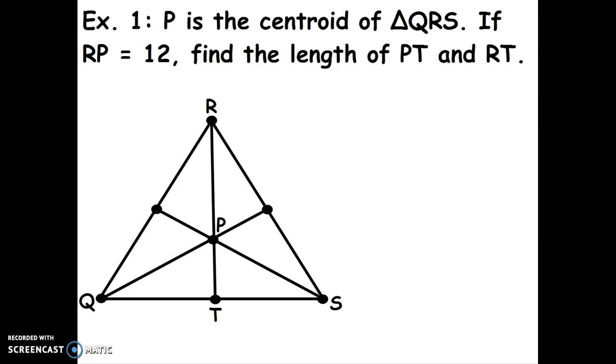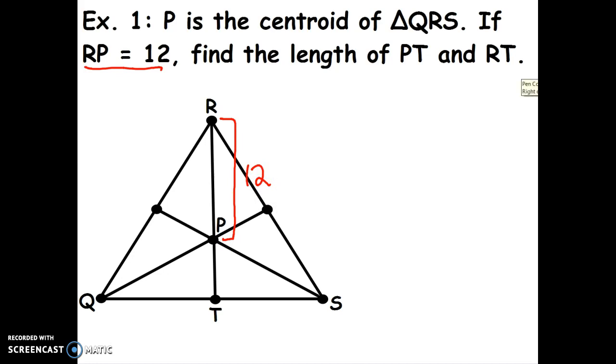Example 1. P is the centroid of triangle QRS. If RP is 12, find the length of PT and RT. So I'm going to begin by taking a look at this line segment. First, we can go ahead and label RP equals 12. So this is RP and this is 12.